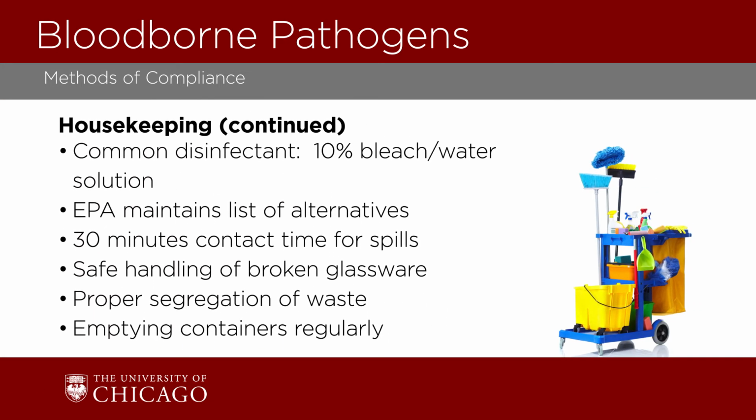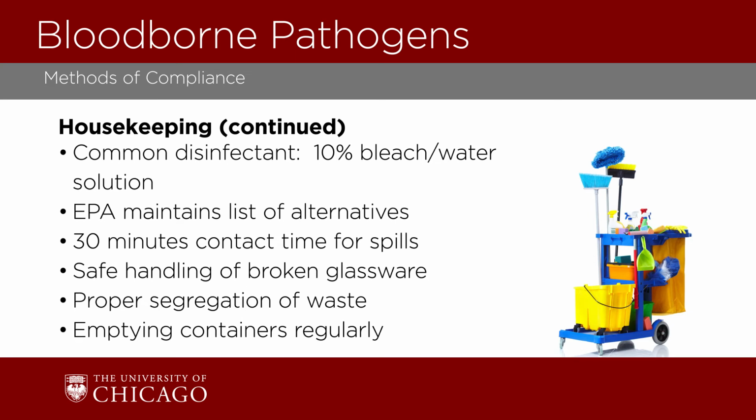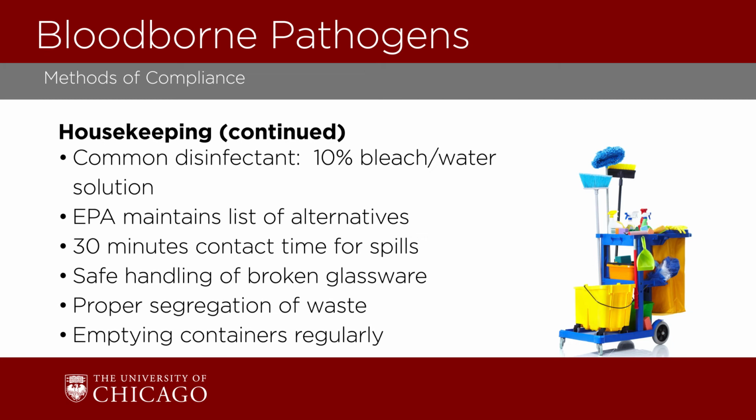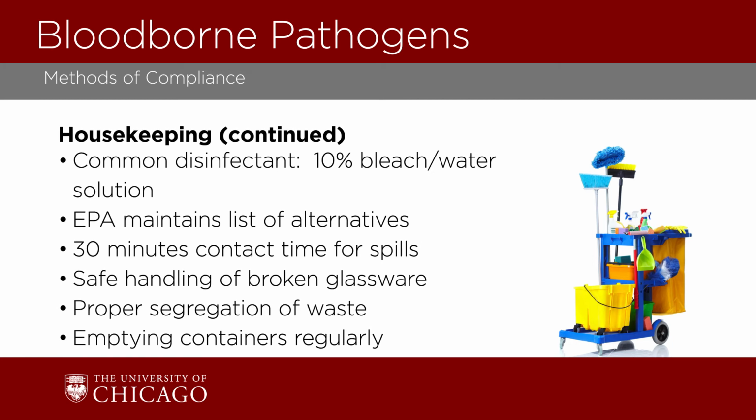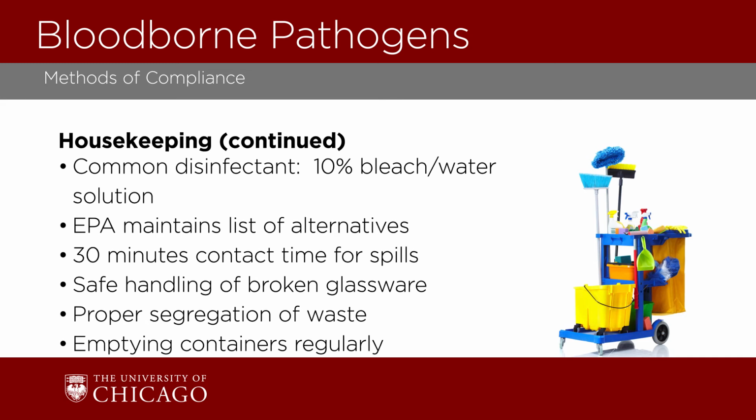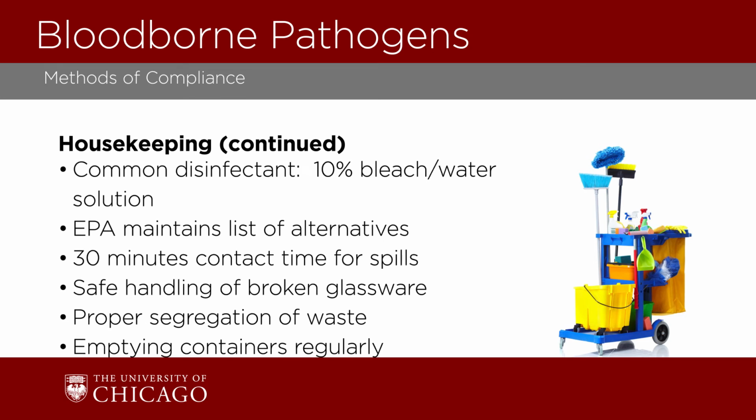A common disinfectant used is a solution of household bleach made up of 1 part bleach and 10 parts water. This is approximately 2 cups of bleach in 1 gallon of water. When applying the disinfectant, try to minimize any splashing or spraying. Allow for a contact time of 30 minutes.